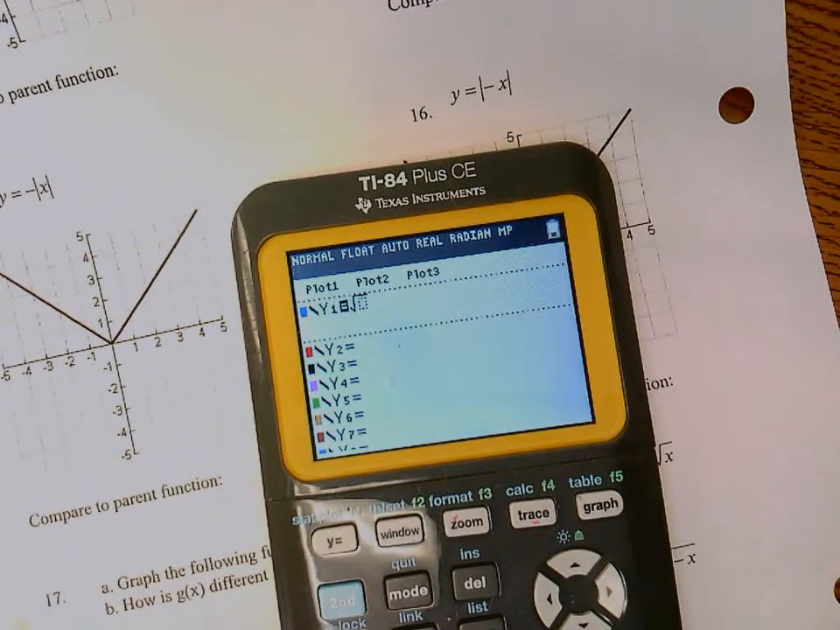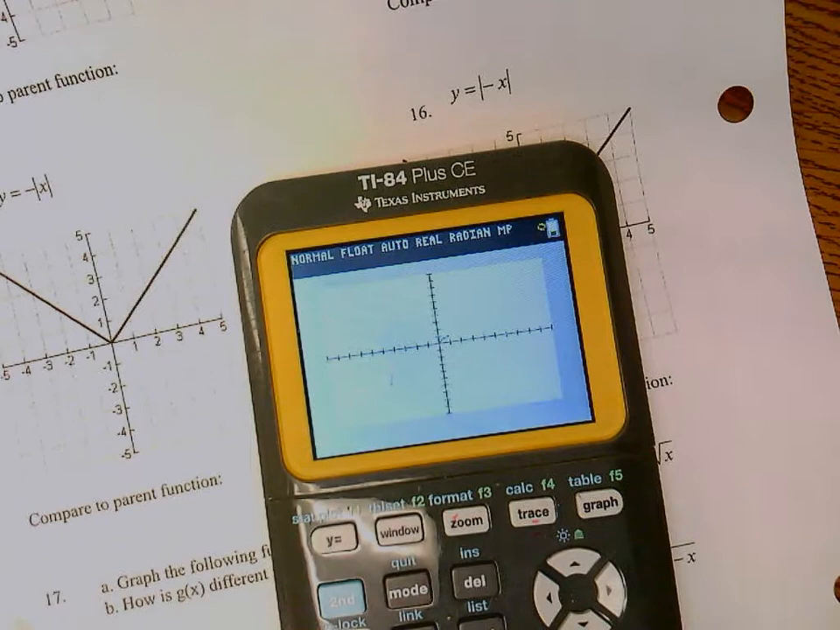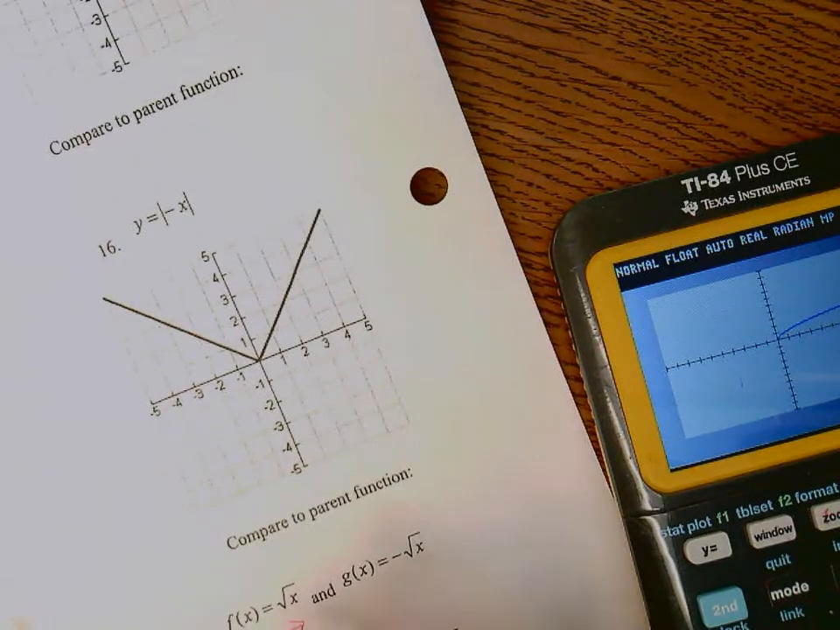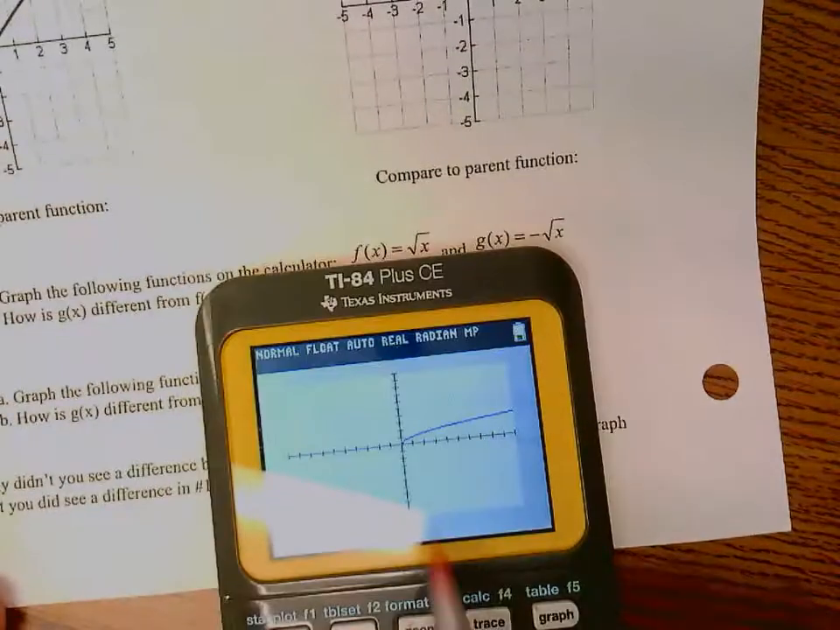So the square root of x, let me graph that one first. So I just hit graph. All right, so I'm just going to kind of draw a rough sketch. This one looks like that, right? I just graphed it going sideways.